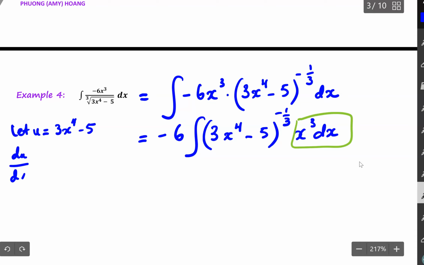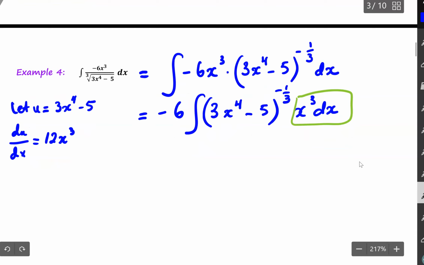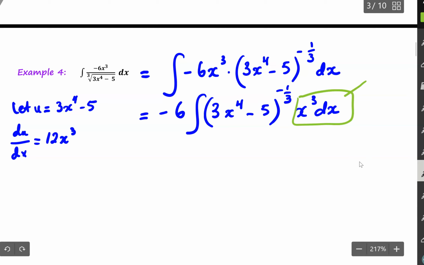Immediately after, I will differentiate this function, and I make sure I write du over dx. So the derivative of 3 times x to the 4 is 12 x to the exponent 3, minus 0. Next, you make sure that the right hand side of this equation is equal to x to the exponent 3 dx. So I multiply dx over to this side, and then I divide 12 over to this side. I take a look at this, and I have the exact match already.